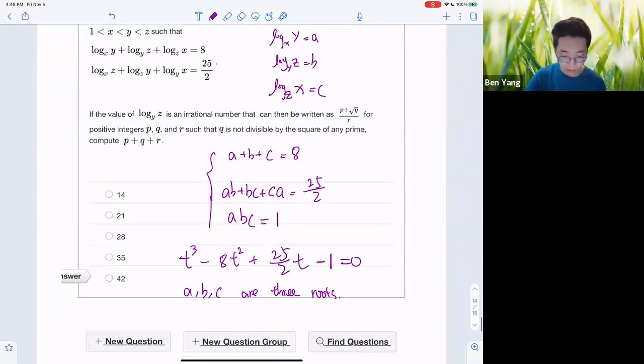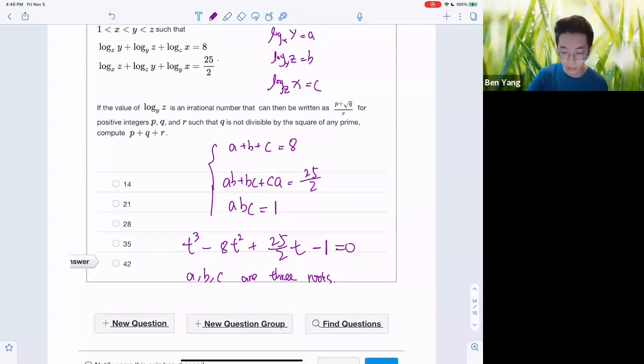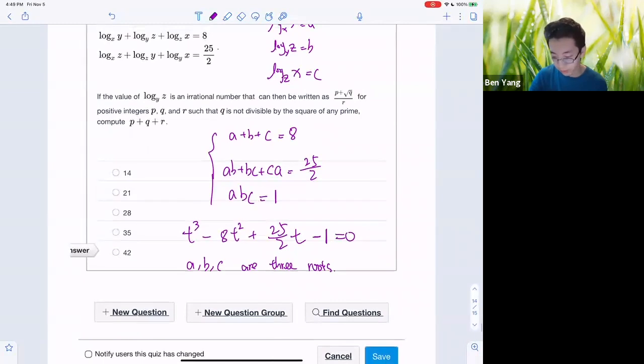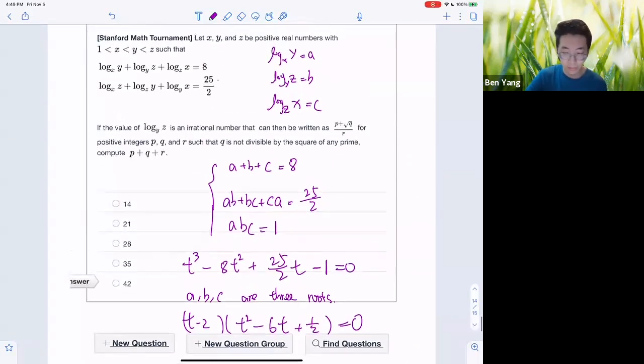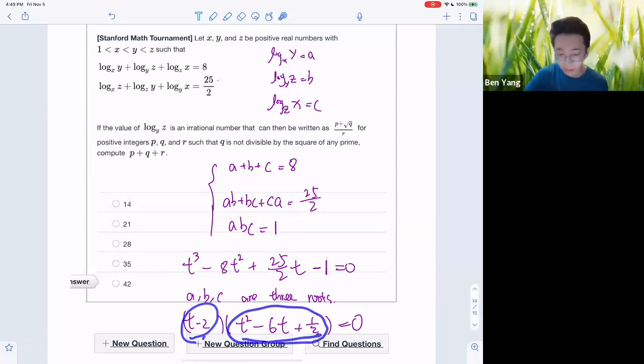Basically, there's only one practical way to solve a cubic equation, which is to just guess one of the roots. So here, t is equal to 2, that's a root. So this is t minus 2 times t squared minus 6t plus 1/2. Cool. So 2 is one root, and the other 2 roots are 3 plus something, 3 minus something.